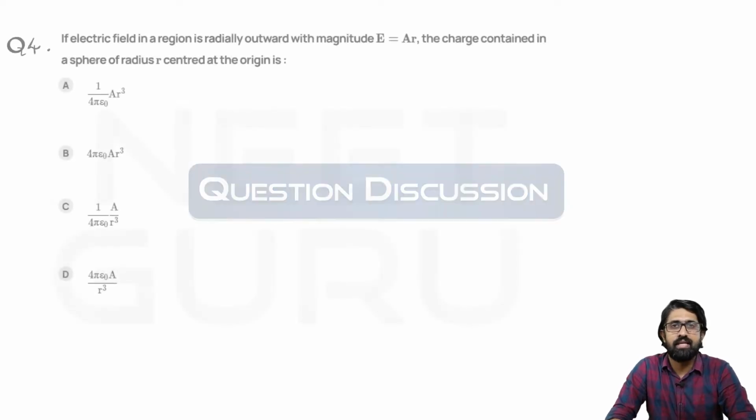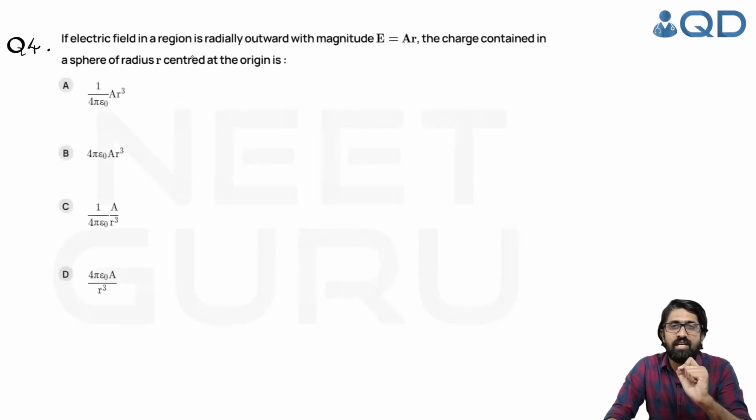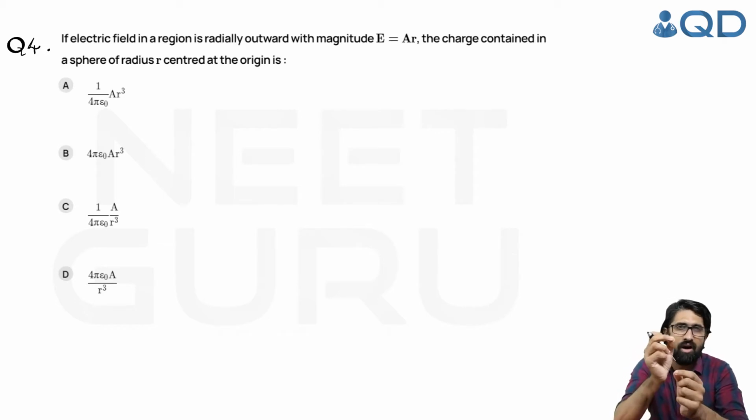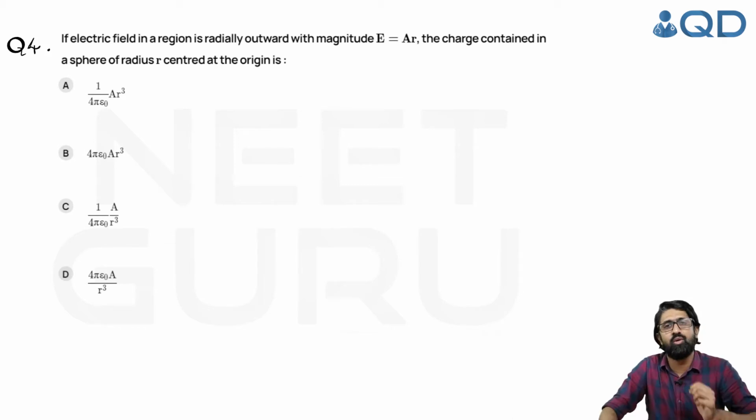Fourth question here says, if electric field in a region is radially outward with magnitude E equal to Ar, the charge contained in a sphere of radius r centered at the origin is. Now we need to find the charge enclosed within a spherical surface of radius r in this region, and we know that electric field is always radially outward in this region, and the magnitude of electric field at any given point is Ar, where r is the distance of that point from the origin.